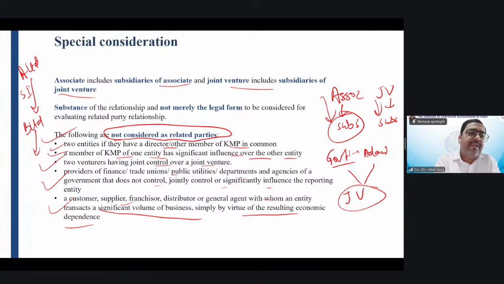Now, B has a subsidiary, C Limited. So this C Limited is also considered as an associate entity of A Limited, right? So A Limited has two related parties: B Limited, who is an associate of A Limited, and the subsidiary of an associate will also be considered as an associate, right? So A Limited has two related parties, B Limited and C Limited. Okay, is that clear, Saminathan? This is what I was telling you.